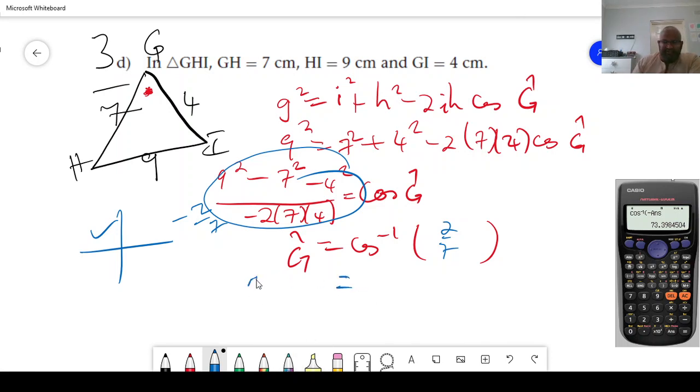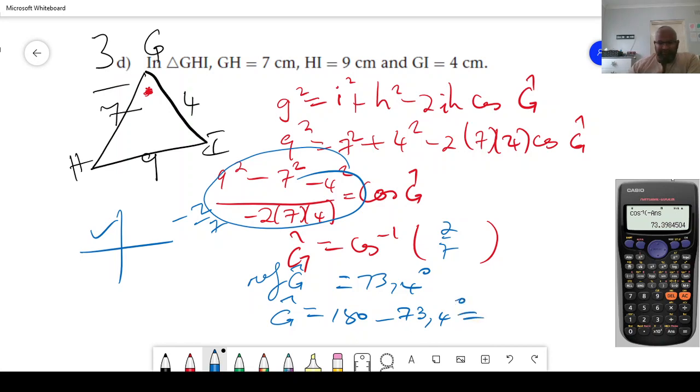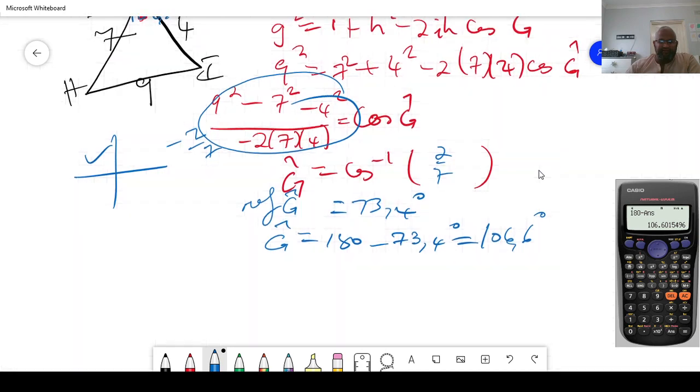So that is my reference angle of G, 73.4 degrees, and now my angle G is going to be 180 minus 73.4, which makes that your obtuse angle. So it's 180 minus this angle here. That gives the answer 106.6 degrees. Okay, let's write it in there, 106.6. So in pursuit of calculating h, I'm going to go with the sine rule.